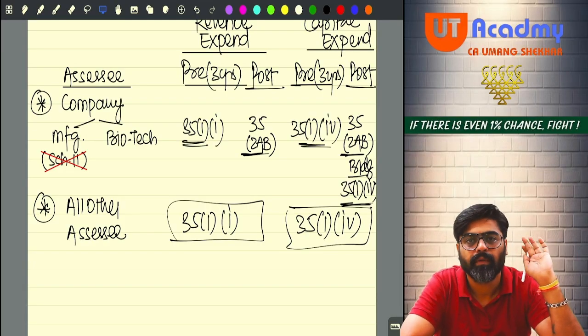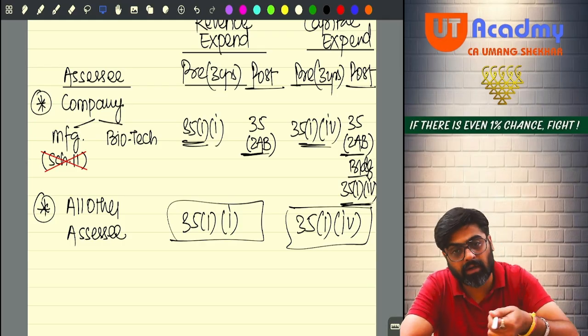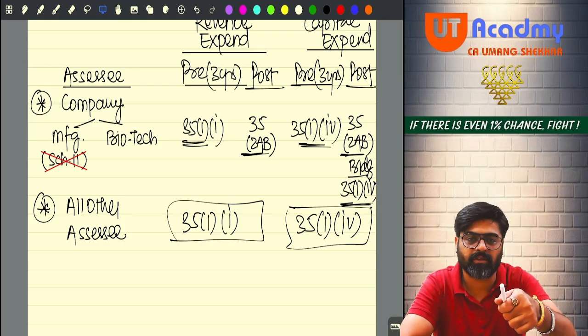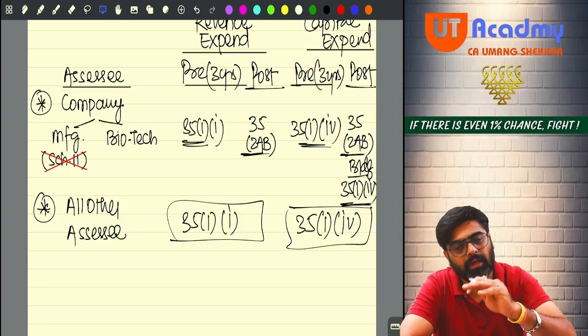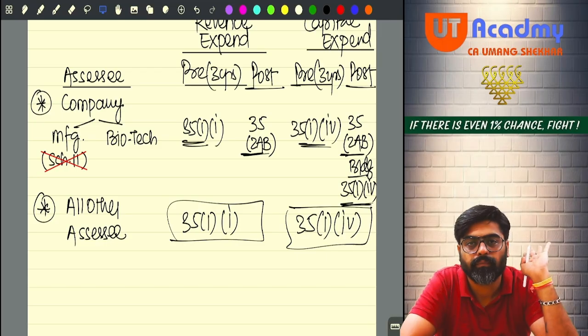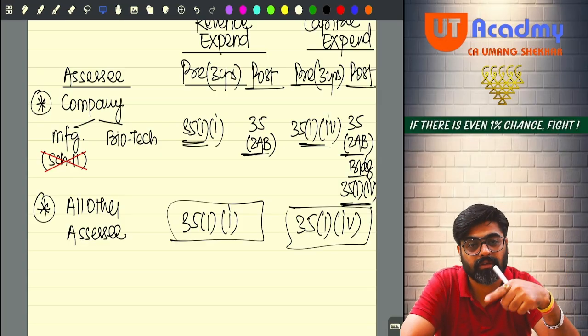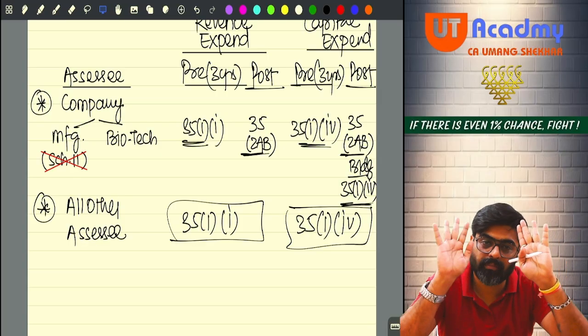That's it. If a revenue or capital expenditure is incurred within 3 years prior to commencement of business, all those revenue and capital expenditures are also allowed, other than cost of land. Yes or no? But it will be allowed in the year in which the business is commenced. You have to remember only this much.